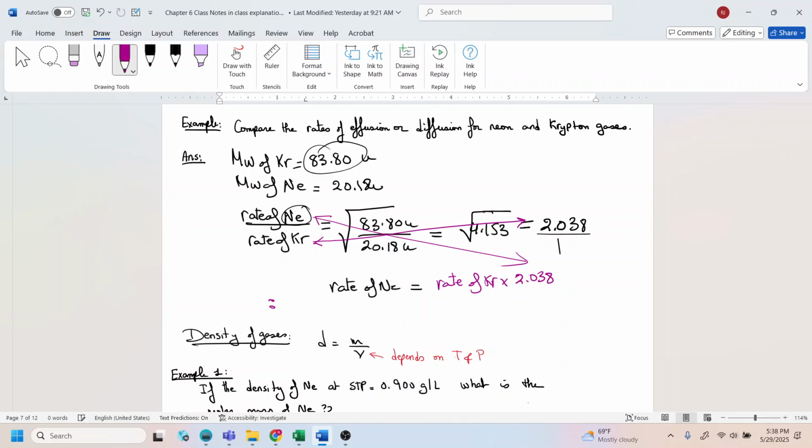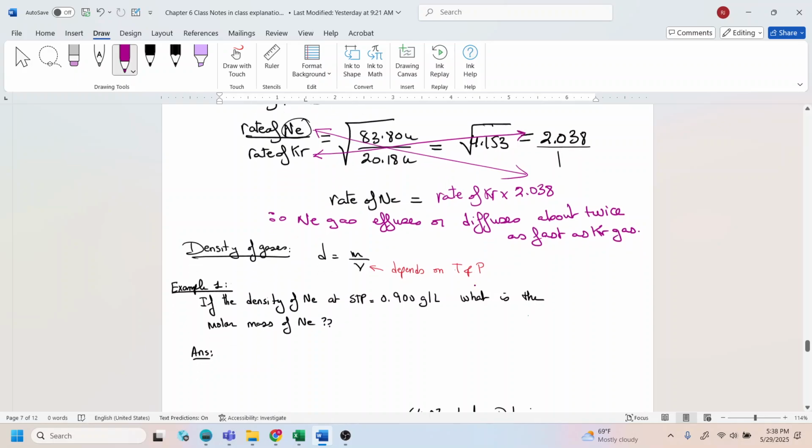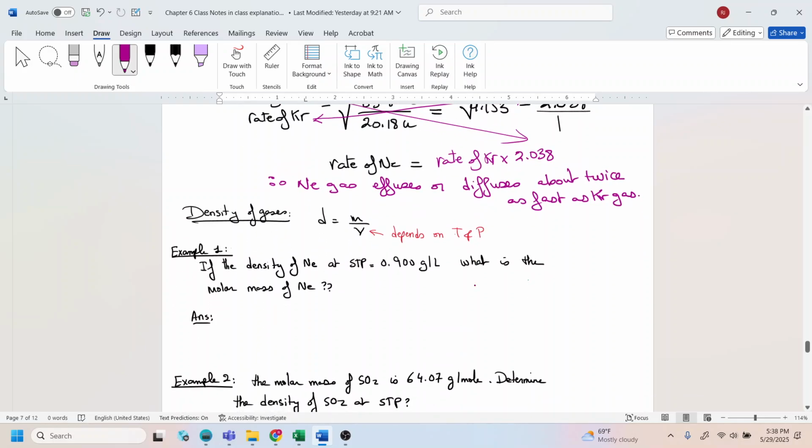So neon gas, therefore, effuses or diffuses about twice as fast as krypton gas.